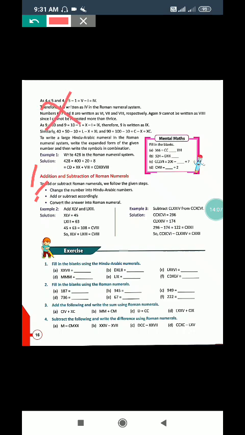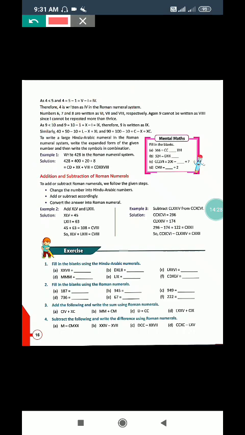Suppose that X is given, we have to change it into a Hindu-Arabic number. So 10 would be there. Add or subtract accordingly. So we have to add or subtract in Hindu-Arabic numbers, convert the answer into Roman numerals. Then we will convert it into Roman numerals.